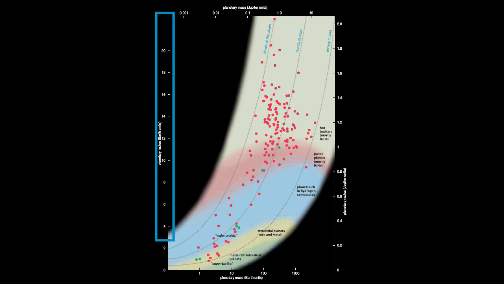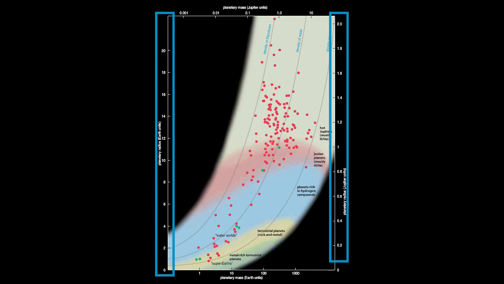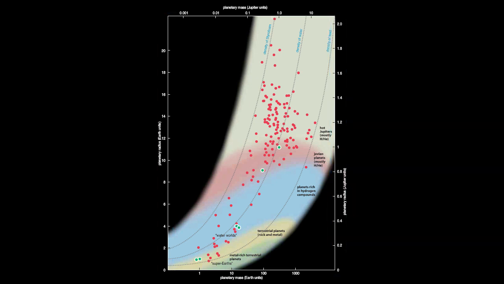The vertical axis shows planetary radius, given here in units of Earth radii. The right side of the graph shows the equivalent Jupiter radii. Because Jupiter is about 11 times as large in radius as Earth, 1 Jupiter radius is equivalent to about 11 Earth radii. The green dots represent 6 of the planets of our own solar system. For example, this dot represents Earth. Notice that its position is at 1 Earth mass along the horizontal axis and 1 Earth radius along the vertical axis. This dot represents Jupiter, which of course has 1 Jupiter mass and 1 Jupiter radius.